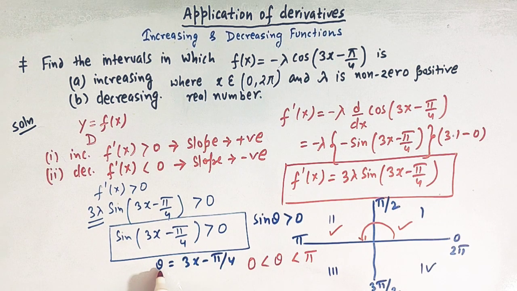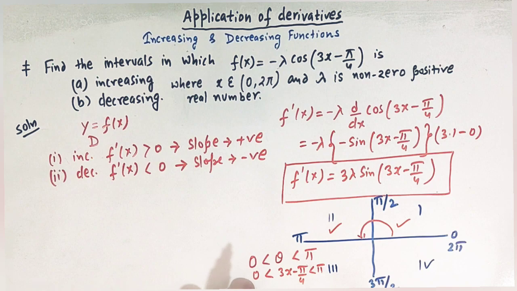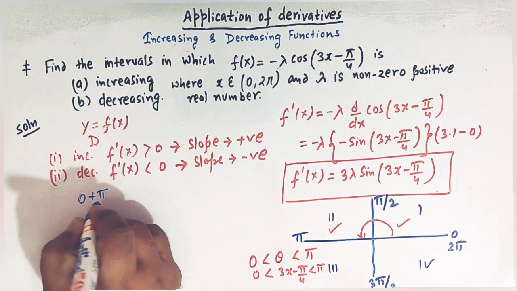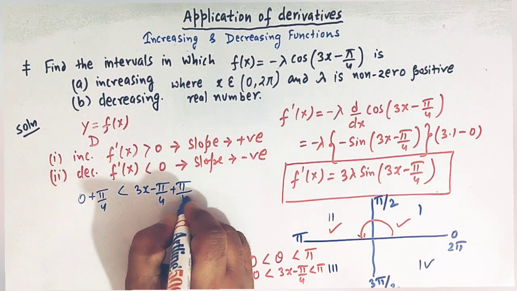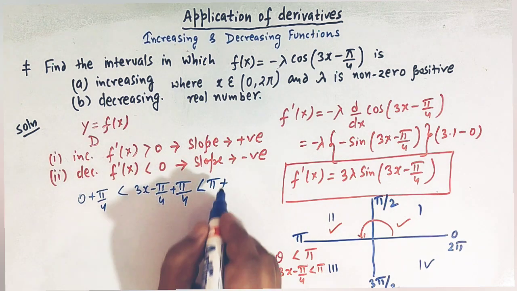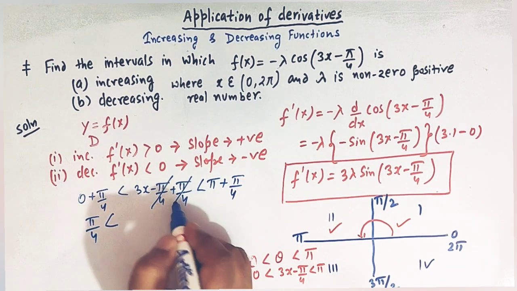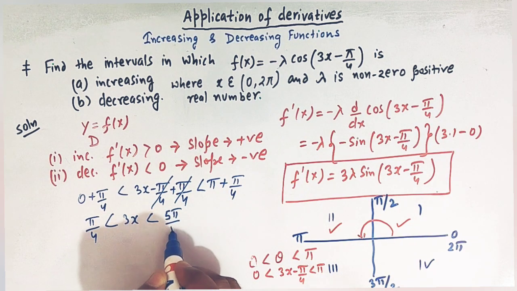Now let us substitute the value of theta as 3x minus pi by 4. So we have here 0 less than 3x minus pi by 4, and that is less than pi. Now let us solve this inequality for x. Let us add pi by 4 throughout this inequality. So we have 0 plus pi by 4, here we have 3x minus pi by 4 plus pi by 4, and here we have pi plus pi by 4. So we have pi by 4 here, and these two terms get cancelled. And pi plus pi by 4 is 5 pi over 4.